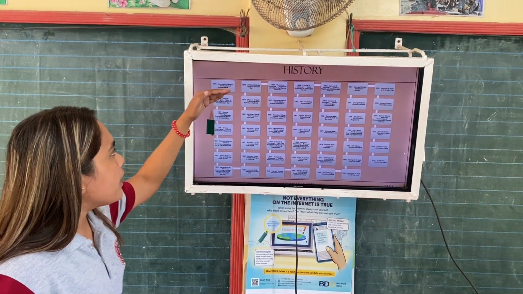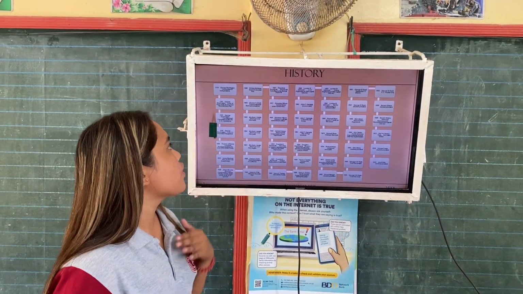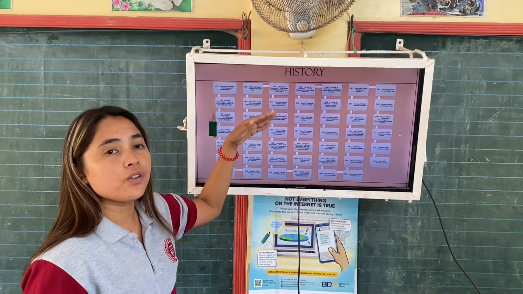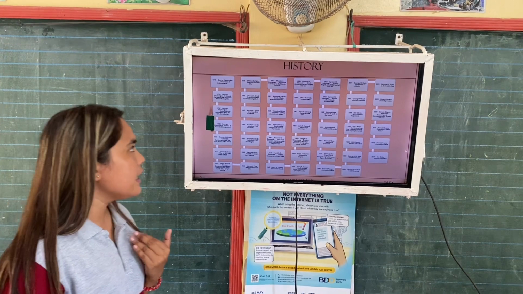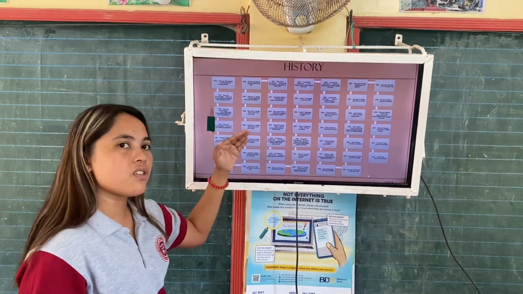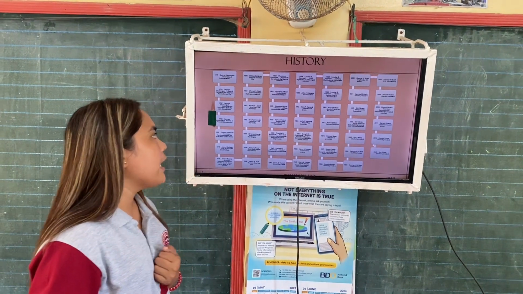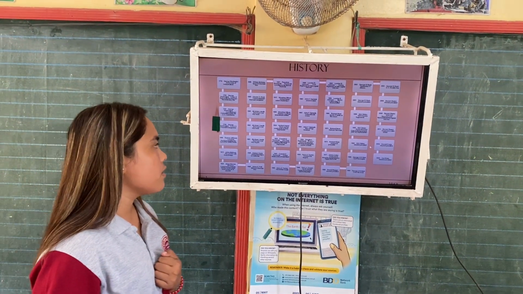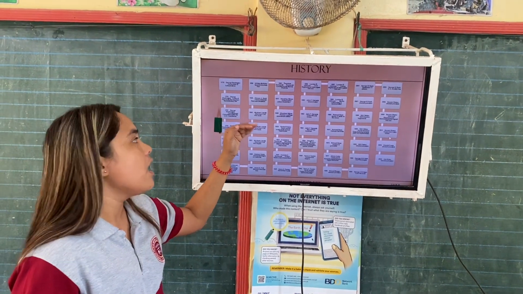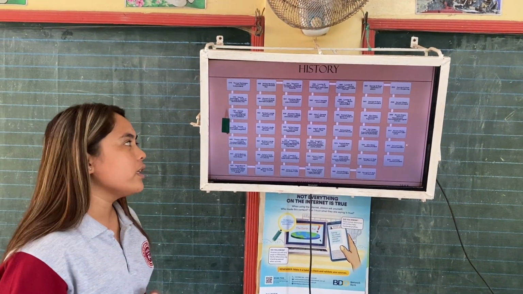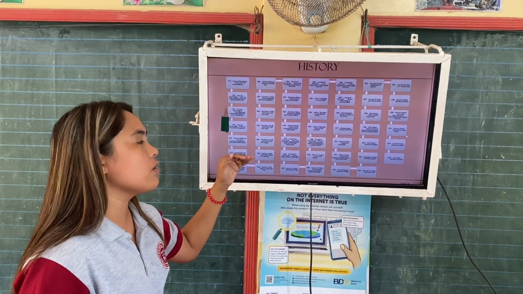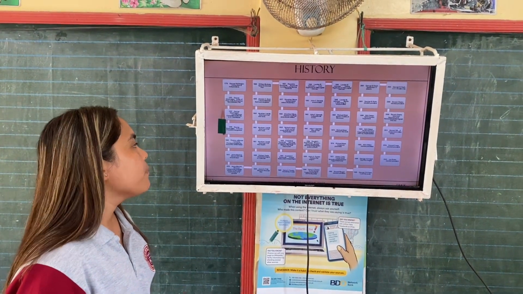And then followed by 1901, Theodore Roosevelt, the Roosevelt Corollary to the Monroe Doctrine. And then 1917, Woodrow Wilson, this is the time when the United States enters World War I. So in 1920, Woodrow Wilson, also the leader, this is the time when the women's suffrage amendment was ratified. And then 1929, Herbert Hoover, the stock market crash leads to the Great Depression.